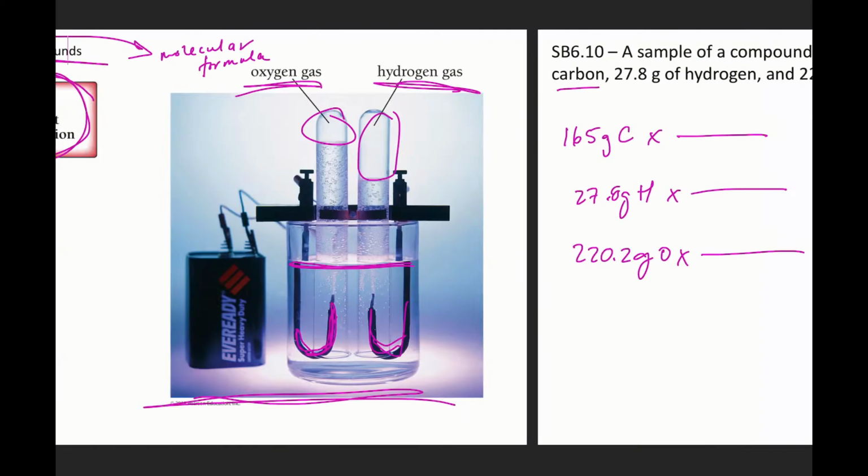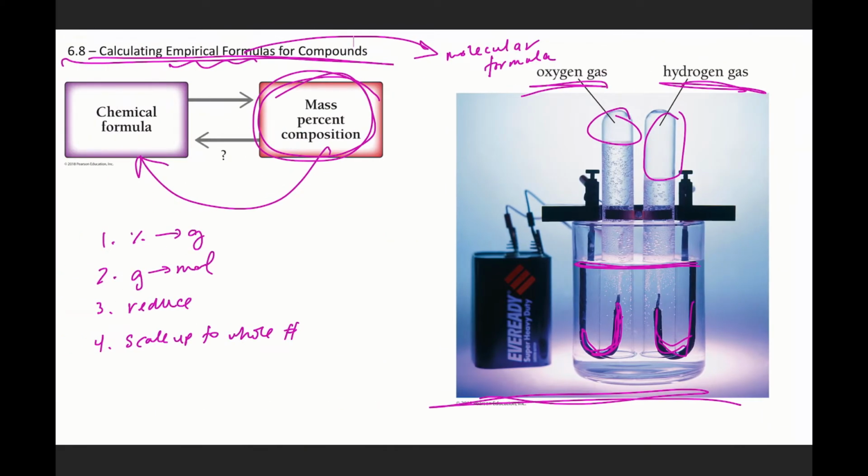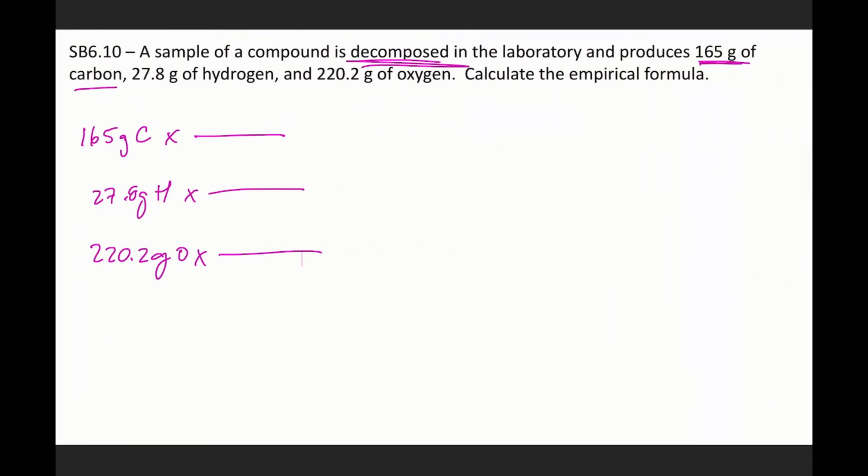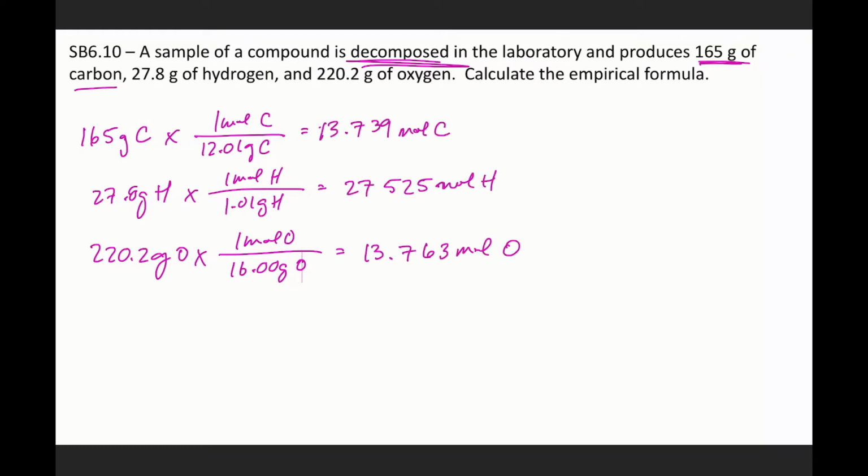Now, step 1, if we look back at our steps here, we're not starting from step 1 because we don't have percents, we have grams. So we need to get from grams to moles using, ding, ding, ding, molar mass. So 12.01 grams of carbon for every 1 mole of carbon, 1.01 grams of hydrogen for every 1 mole of hydrogen, and 16.00 grams of oxygen for every 1 mole of oxygen. Ta-da! So we have moles of each substance.